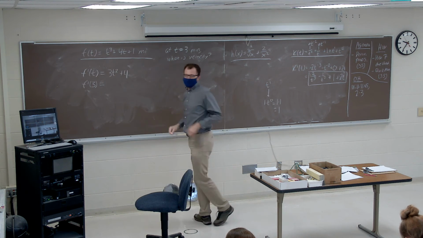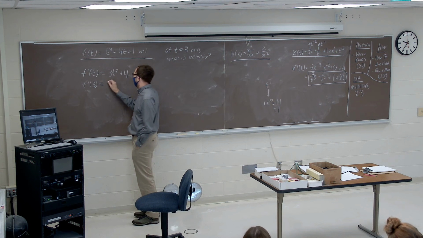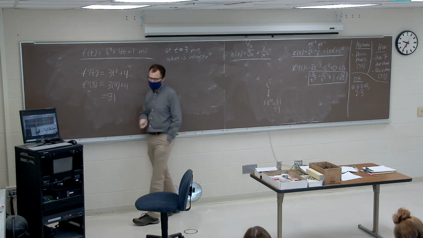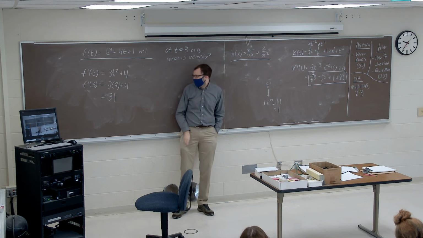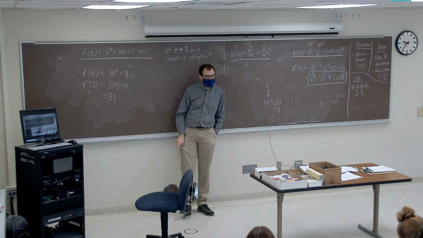What do we get when we plug in t equals 3 here? 31. Let's see, we're going to get 3 times 9 plus 4, which is 27 plus 4 is 31. So that at that point in time, we are traveling with a velocity of 31. Miles per minute. Well, that's really fast.